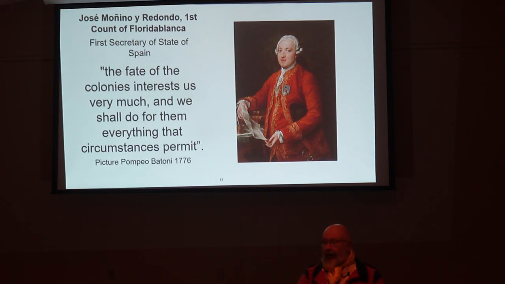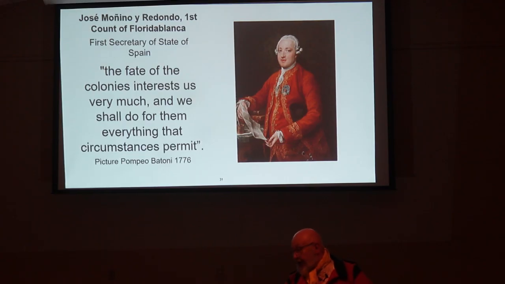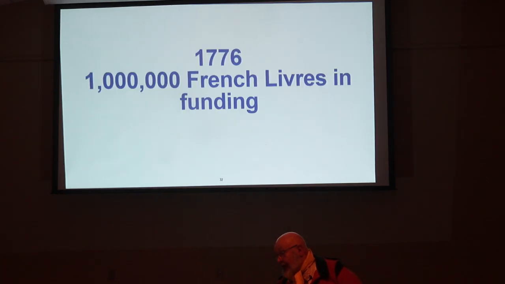This is the first Secretary of Spain, basically their foreign secretary, and he said the fate of the colonies interests us very much, and we should do for them everything that its circumstances permit. So the Spanish were already looking at the American Revolution and going, hey, we can help the colonists and cause the British problems. How's that a bad thing? Hey, none of these countries liked each other at that time. In 1776, the Spanish gave 1 million French livres, which is basically French pounds, to the American cause.